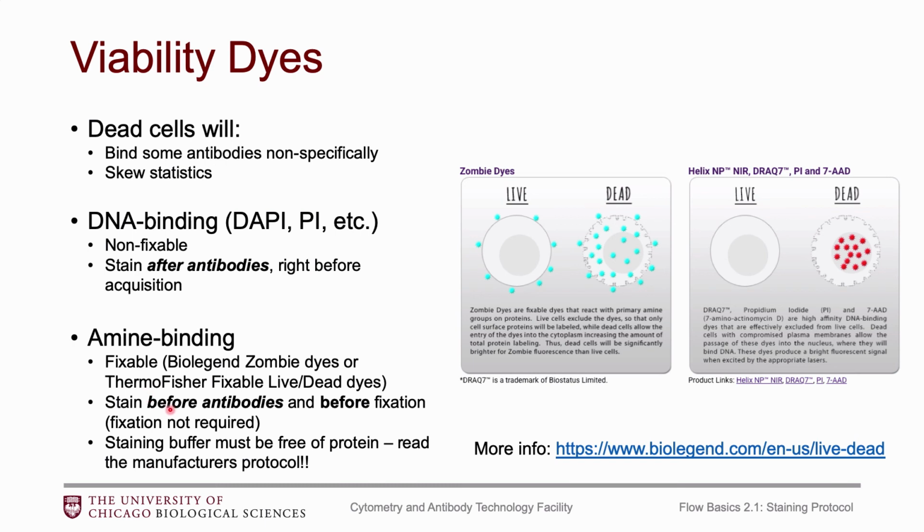So before antibodies, before FC block, you would stain with your viability dye, and then it also needs to be in a separate step because it needs to be in a buffer that is free of protein. So no BSA or FBS, just PBS only. So it doesn't matter which viability dye you use, just keep in mind that there's differences in the protocols.